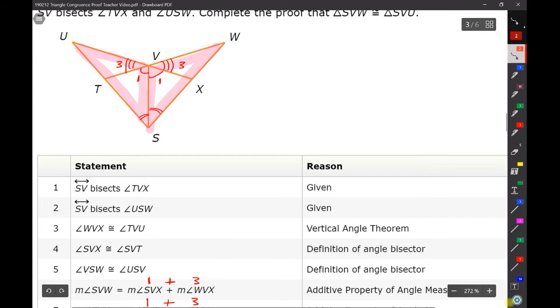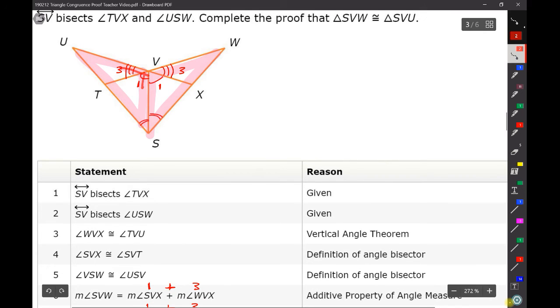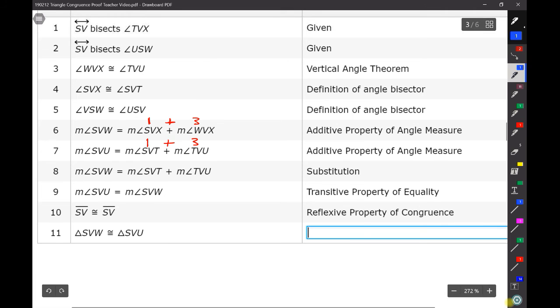And then the last thing that we put together here is because we have an angle and then a side and then an angle congruent in those two triangles, we can now say that they're congruent by angle, side, angle.